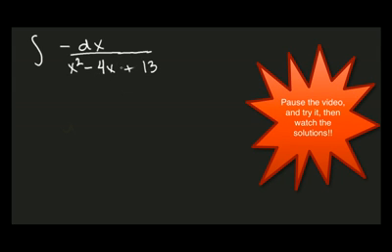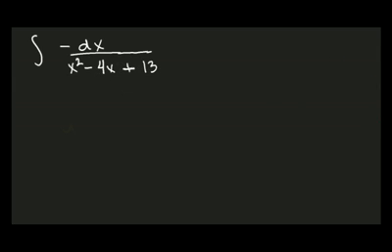So at first glance, it looks like a nightmare because you can't do u sub, you can't do it separately. There's no long division to be done, right? And then you're like, okay, well, let me try by parts. Well, that's not going to work. Well, how about partial fractions? Can we factor this denominator? Are there any factors of 13 that add up to negative 4? No, there aren't, are there?